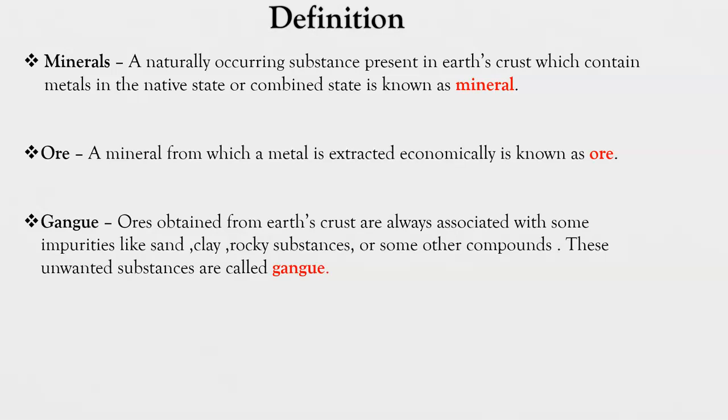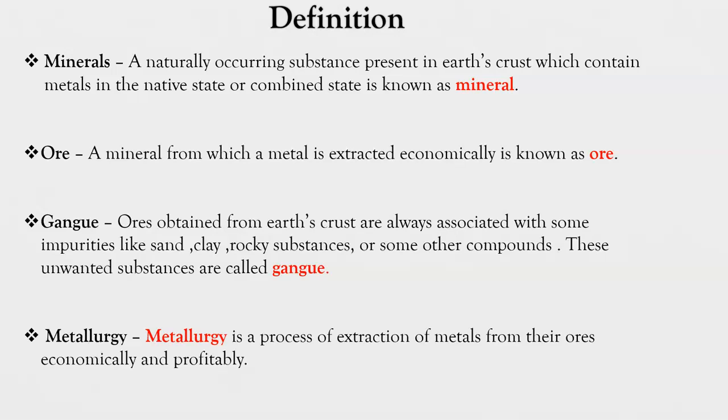Gangue. Ores obtained from Earth's crust are always associated with some impurities like sand, clay, rocky substances, or some other compounds. These unwanted substances are called gangue. And metallurgy. Metallurgy is a process of extraction of metals from their ores economically and profitably.